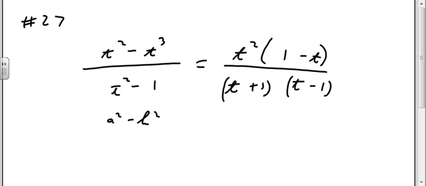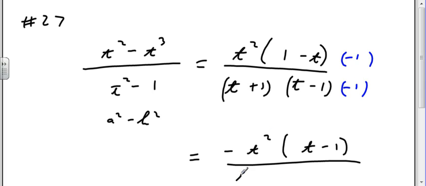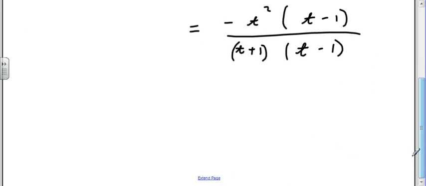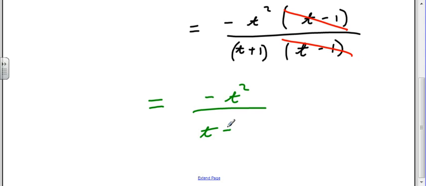And we run into the same problem we ran into before, so we'll multiply top and bottom by minus 1 and rewrite it as minus t squared times t minus 1, divided by t plus 1 times t minus 1. Okay, get out the red pen, boom, boom. Final answer, minus t squared over t plus 1. Okay, so that was 27. We'll do 30 next.